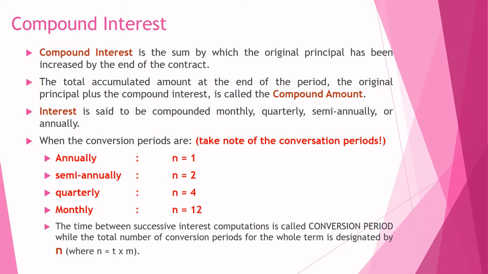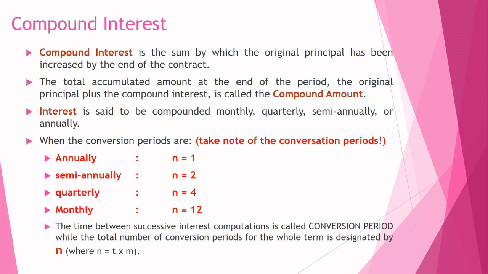So we have here another definition of compound interest. So this is the sum by which the original principal has been increased by the end of the contract. So the compounded amount class is the total accumulated amount at the end of the period. So this is the original principal plus the compounded interest. So interest is said to be compounded monthly, kada buwan, quarterly, or semi-annually or annually. So monthly, kada buwan, quarterly, 4 quarters, so kaupat sa usa ka tuig. Semi-annually kaduha sa usa ka tuig or annually kada tuig.